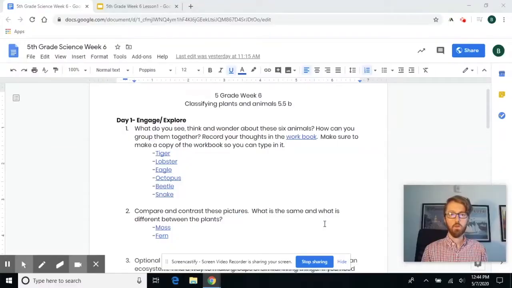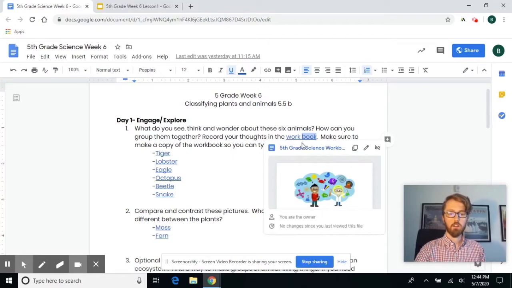This week, we're going to use adaptations to look at something else. We will look at plants and animals and think about their adaptations in a bit of a broader, different way. We're going to start today by looking at 6 pictures of animals. While looking at them, we're going to record in our workbook what we see, what we think, and what we wonder. Let's open our workbook.